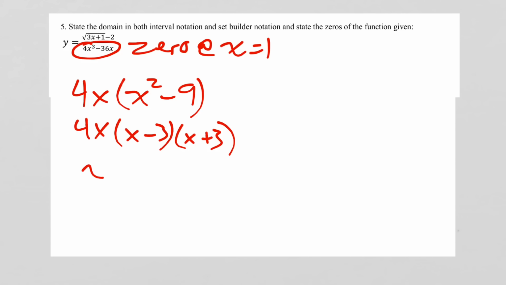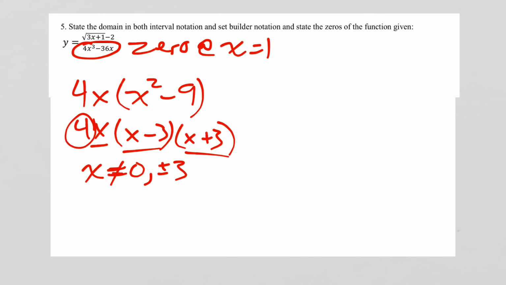It's equal to 0 when x is 0, and also when x is plus or minus 3. But that's in the denominator. These are not zeros. These are values that our function cannot have. So x cannot equal 0 or plus or minus 3. What does that 4 do? Nothing in the sense of affecting our domain or the zeros. And you might be like, cool, I'm finished.